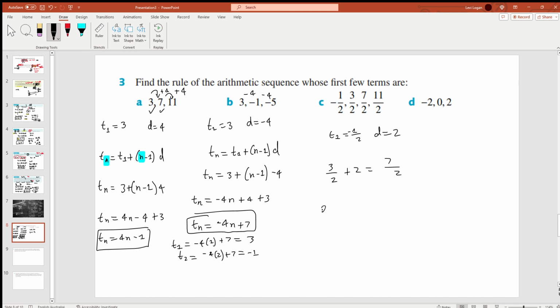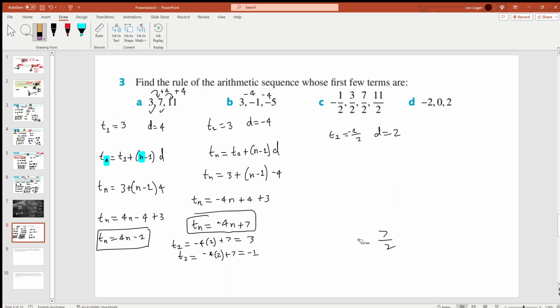Because 2 is the same as 4 over 2. So 3 on 2 plus 4 on 2. They've got common denominators, so we can add their tops. So we get 3 plus 4, which gives you 7 on 2. Okay? So we can see the first term is correct, and the difference is also correct.